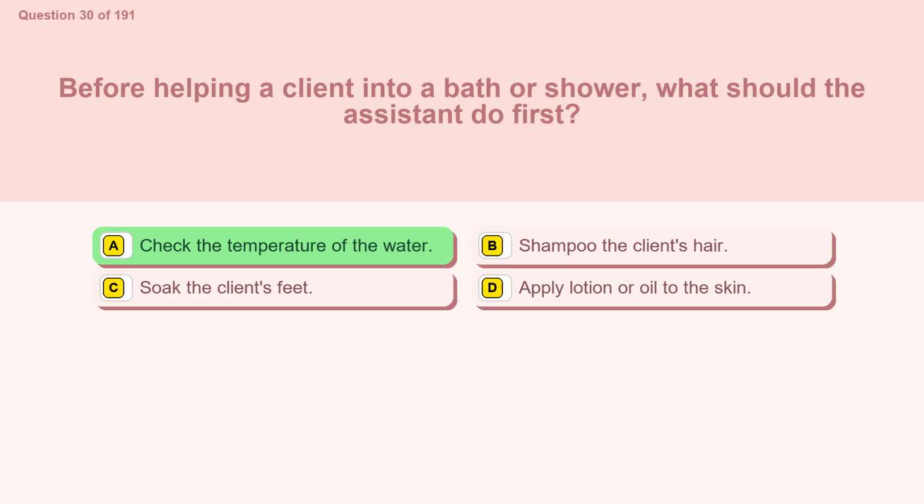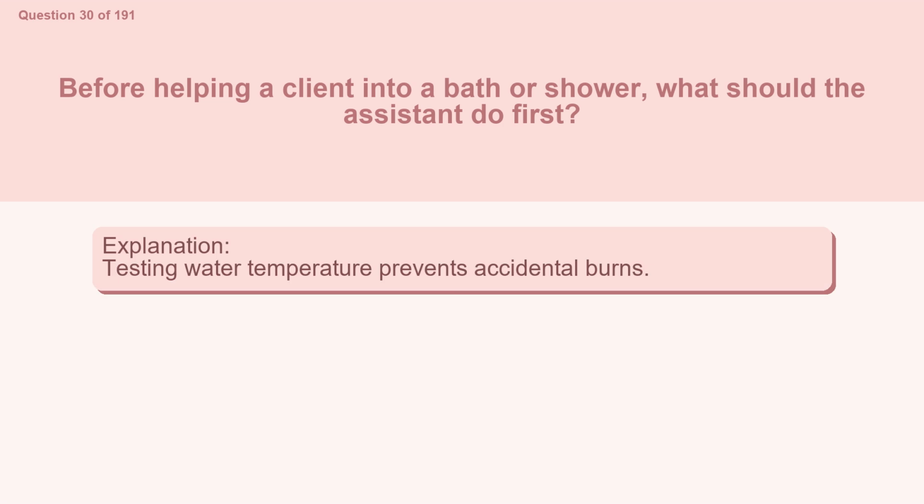The correct answer is option A. Check the temperature of the water. Testing water temperature prevents accidental burns.